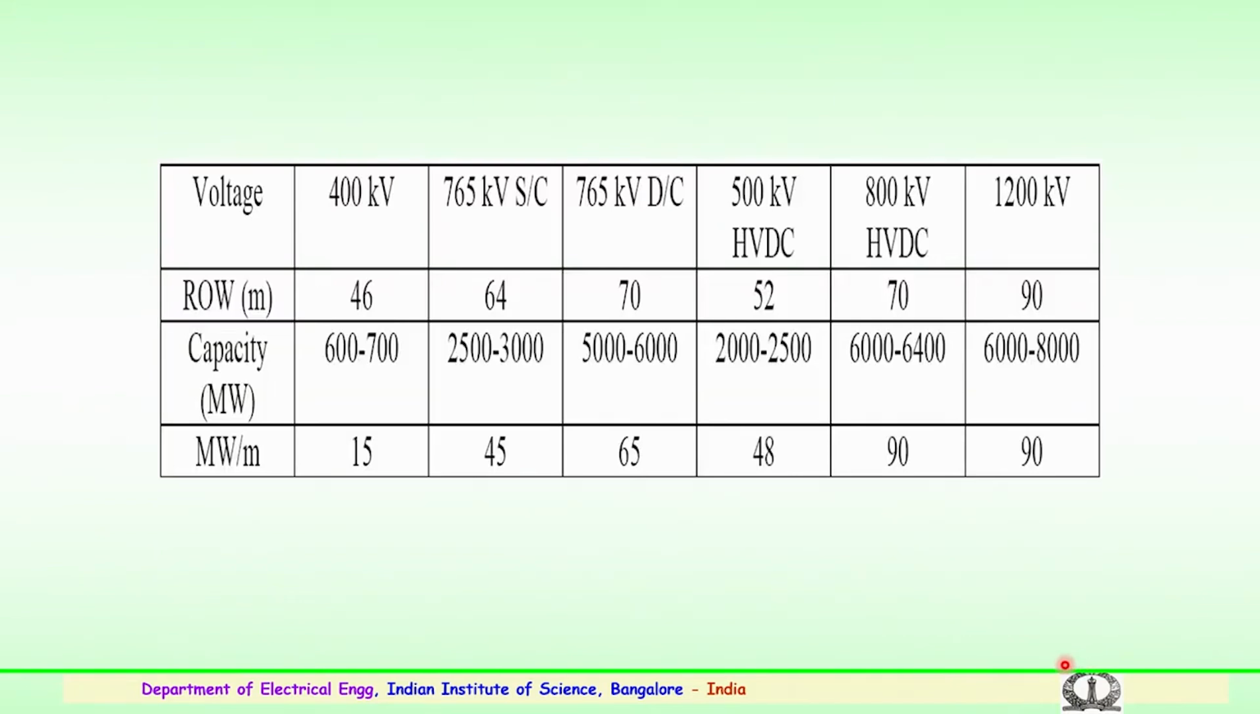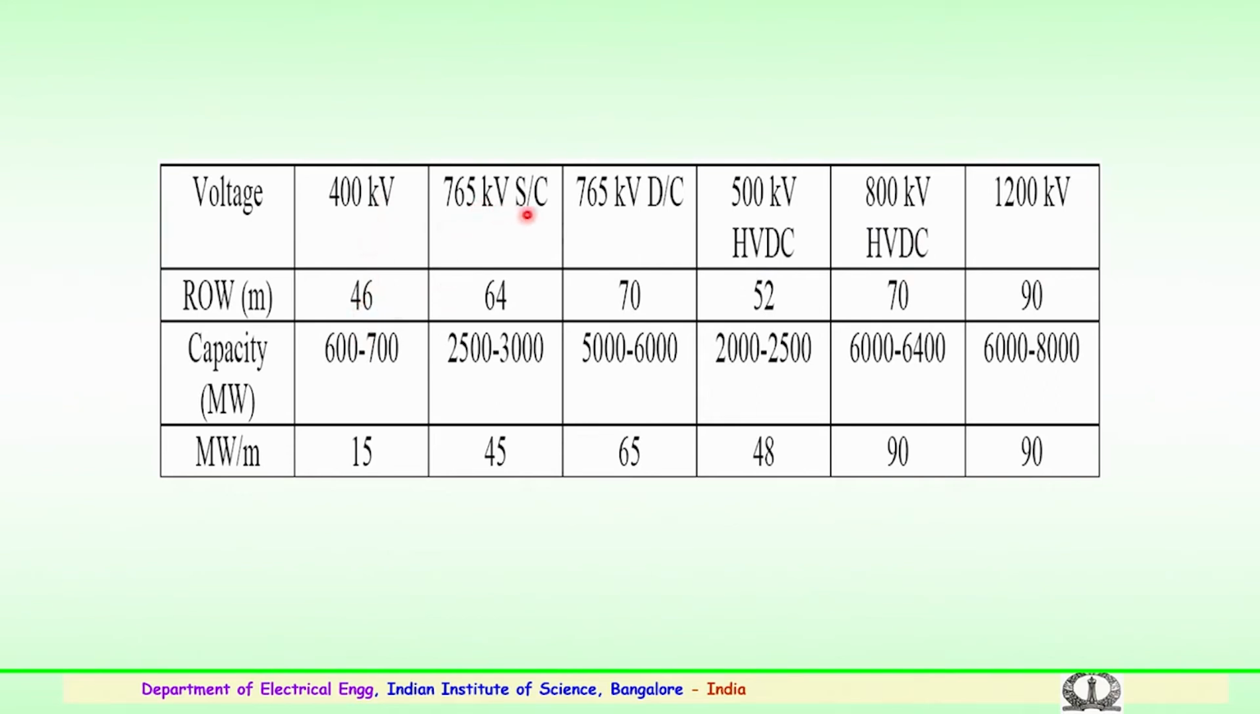So, this again is a repetition of the slide which I have mentioned earlier, which shows the importance of the various voltage levels. You can see here, very important. So, from the 400 kV, 765 kV single circuit, 765 kV double circuit, 500 kV HVDC, 800 kV HVDC and 1200 kV AC. So, comparison for the right of way in meters: you can compare 46 meters is the minimum requirement for 400 kV transmission.